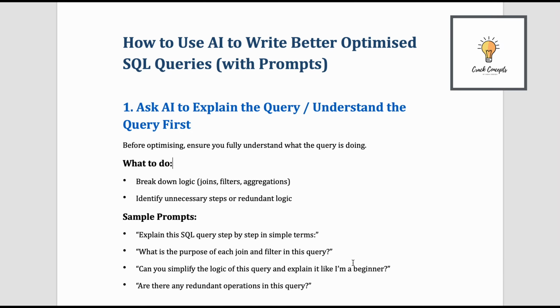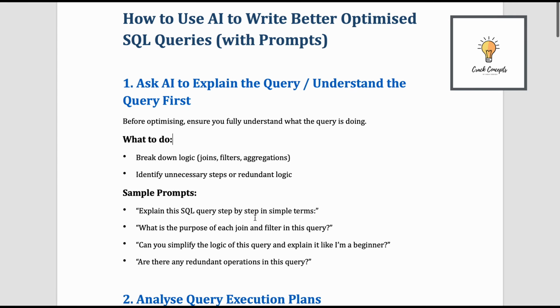Let's begin. Number one step is understand the SQL query yourself first. If you do not understand what the query is doing, ask AI to explain the query to you. Understand all the joins, understand the filters, aggregations, everything. Understand it before optimizing the SQL query. It is very important for you to know what the query is doing in order to rectify whether what AI is providing is correct or not. So before optimizing, ensure you fully understand what the query is doing.